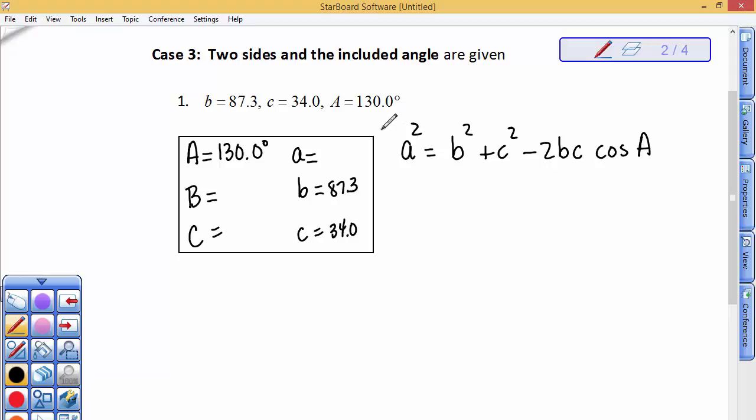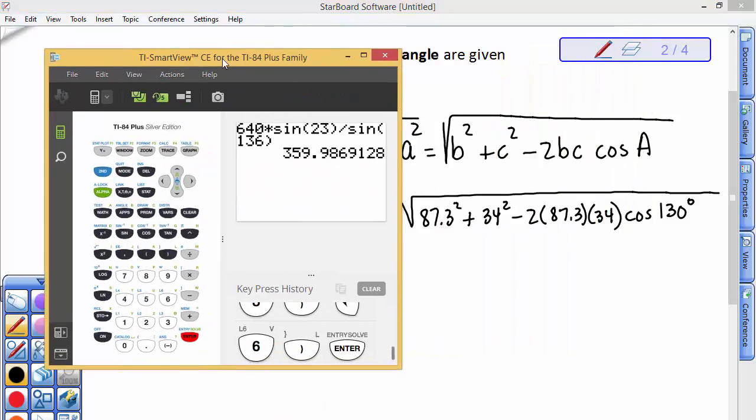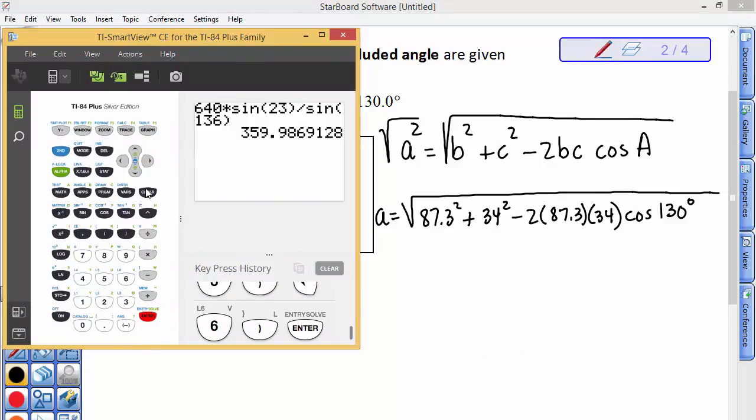In order to find the size of side A, you'd have to take the square root of both sides. So to do this calculation, I've got to take the square root of b squared plus c squared minus 2 times b times c times the cosine of angle A. To type this, I highly recommend you just type it as you see it here, all in one fell swoop. So I would suggest second square root. Now my calculator may look different than yours.